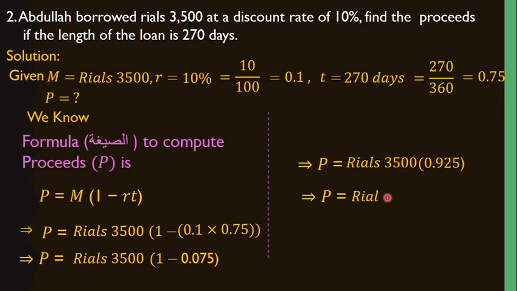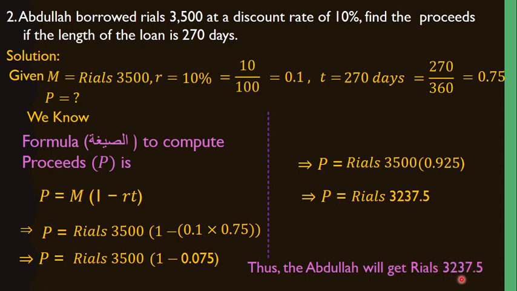Riyals 3,500 into 0.925. Multiply these two, we will get 3,237.5 riyals. This is the proceeds. Thus Abdullah gets 3,237.5 riyals. Okay, this is the amount that Abdullah received.